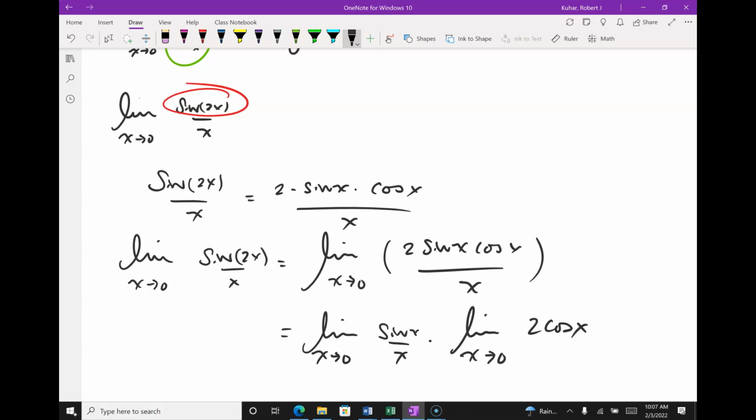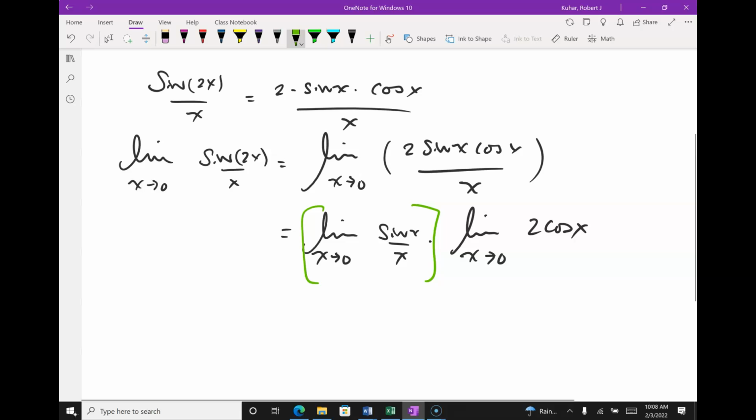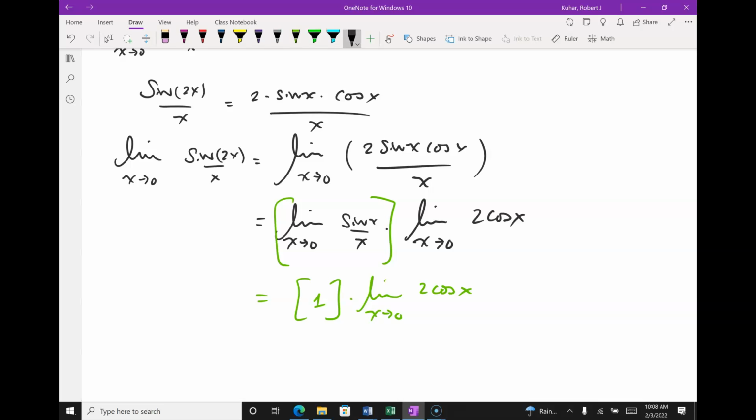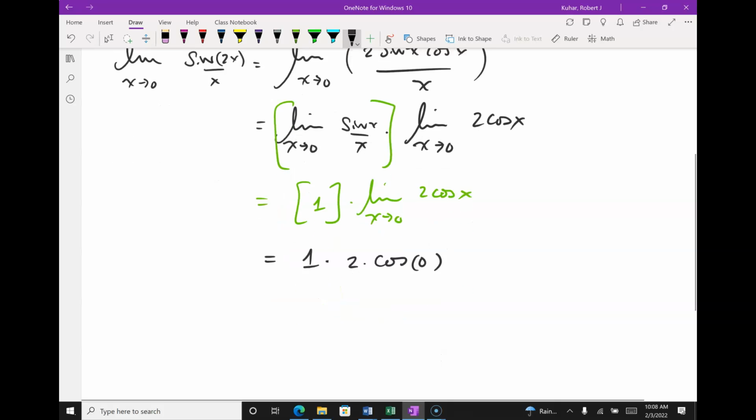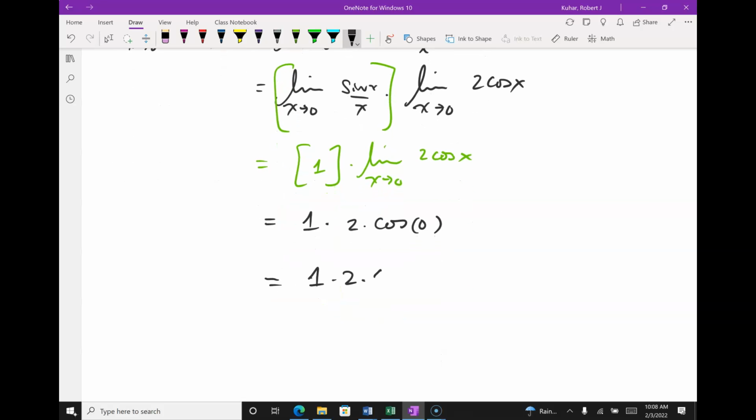So whenever I'm doing a problem like this, my goal is to get the limit I know times the limit I don't know. And the limit I don't know, I should be able to manipulate. So what's my limit in green here? 1. And the other limit I can do very quickly by just plugging in, right? I can plug in 0 to cos x, yes? So I get 1 times 2 times cos of 0, right? So I get 1 times 2 times 1, which is 2.